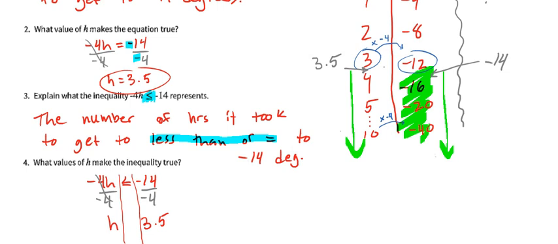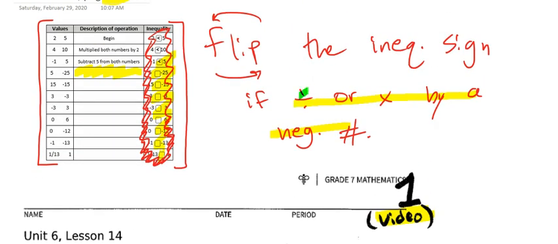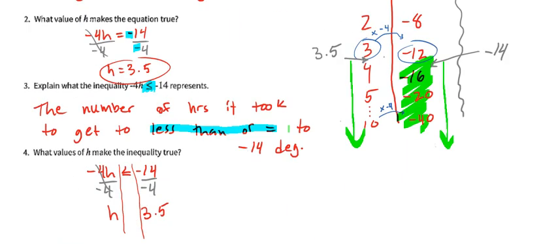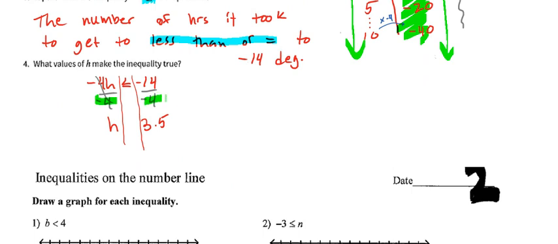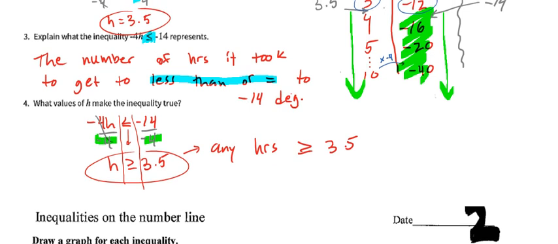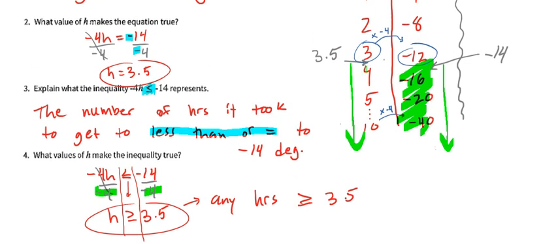So look at what we did the other day. If you divide or multiply by a negative number, you flip the sign. What did we just divide by here? A negative 4. So that means we have to flip the sign around, because we divided by a negative. This means any hours greater than or equal to 3.5, it'll be colder than negative 14. And look, these are all greater than 3.5, right? And it's colder than negative 14. Okay, that's a good application.